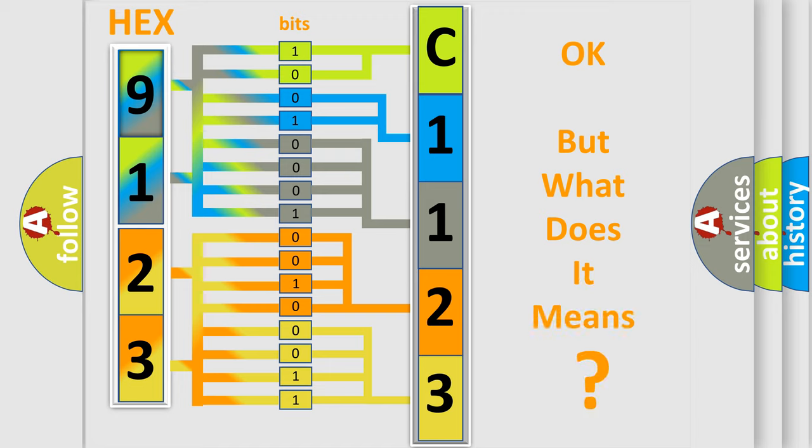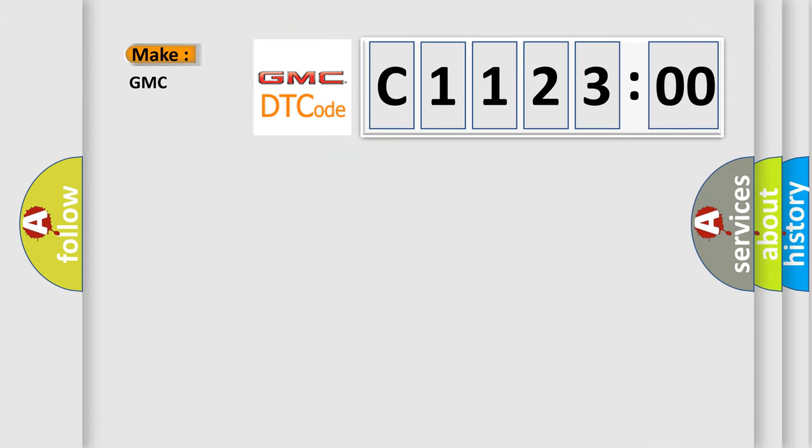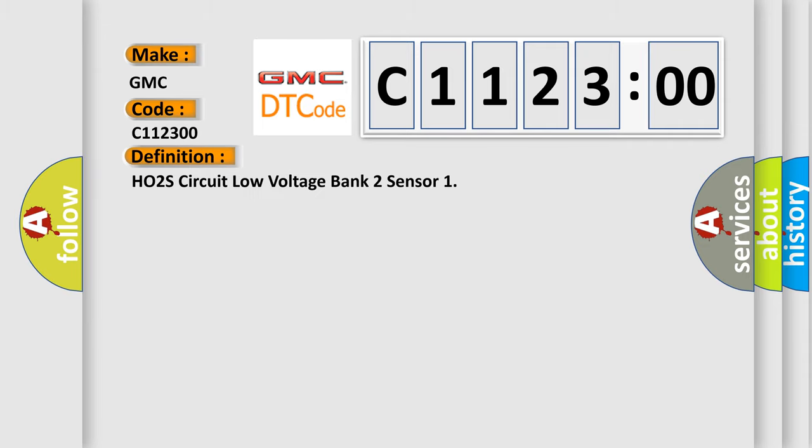The number itself does not make sense to us if we cannot assign information about it to what it actually expresses. So, what does the Diagnostic Trouble Code C112300 interpret specifically for GMC car manufacturers? The basic definition is HO2S circuit low voltage bank 2 sensor. And now this is a short description of this DTC code.